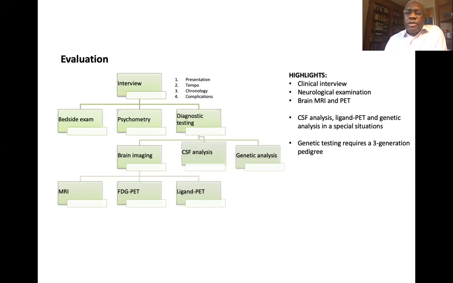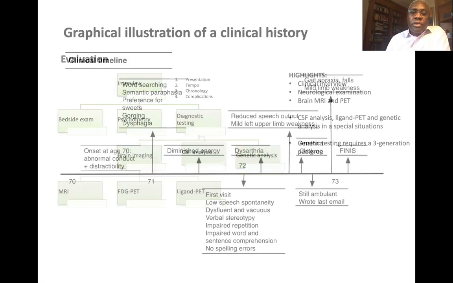The genetic analysis is more useful in frontotemporal dementia than in Alzheimer's disease, but only in those people who have a 3-generation pedigree. Remember what we talked about, the 3-generation pedigree. If there is not a 3-generation pedigree, the chances that a person has a mutation are very, very low. The likelihood is that genetic testing done in a person with no family history of dementia will be negative. And so if you don't have a 3-generation pedigree, then it's very unlikely that you have a hereditary frontotemporal dementia. So let's go into some of this.